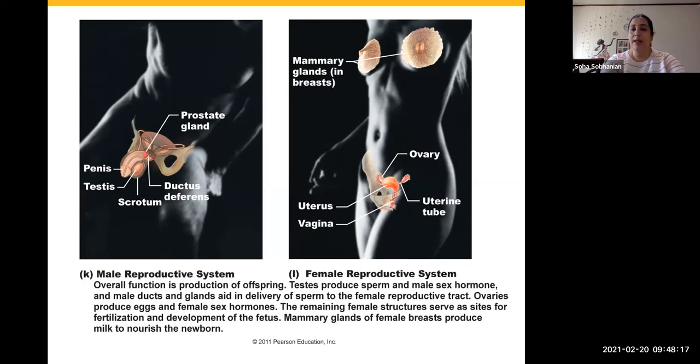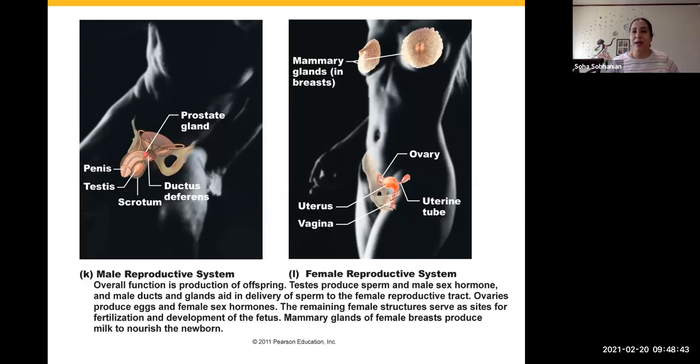And then what is the main function of the reproductive system? Of course, it's basically creating the next generation, right? So it does that by producing the sex cells, which are egg and sperm, correct, which eventually leads to creation of the offspring. The other thing that they do, and it's briefly mentioned here, is that they produce sex hormones.